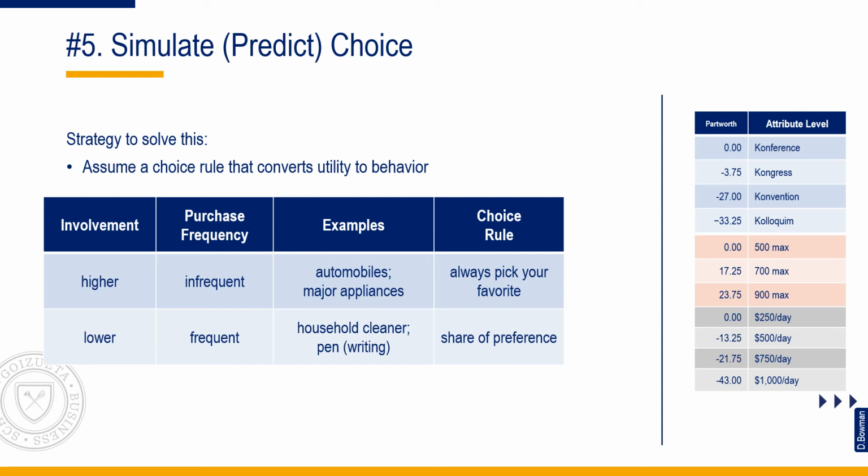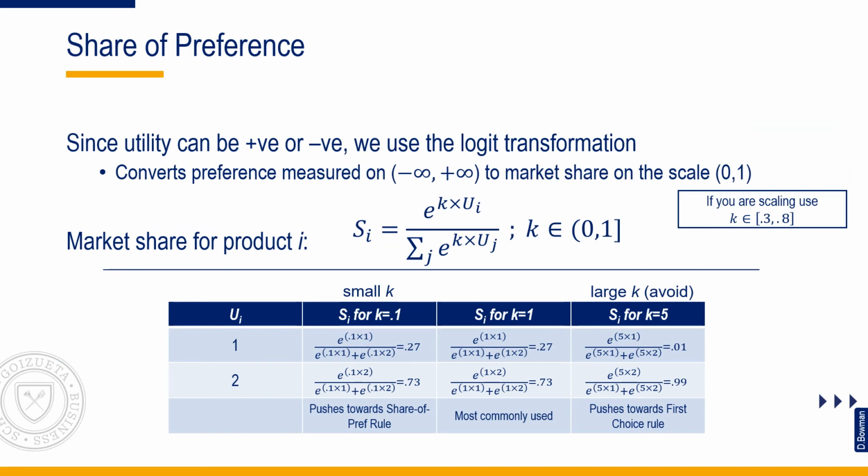The second is a frequently purchased low involvement product category, like, say, buying a household cleaner. Here we assume that the buyer can pick any of the options, but in proportion to some function of the utility of each. We call this share of preference. Since utility is not constrained to be greater than 0, we use a transformation called the logit transformation that maps any real number to a value between 0 and 1. We call this rule share of preference.